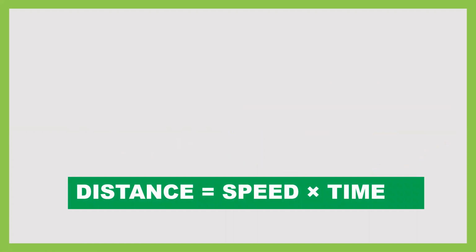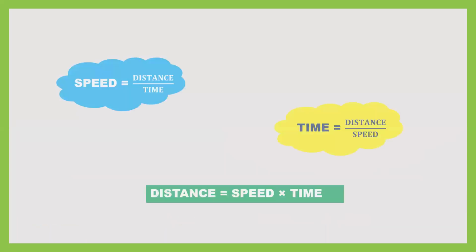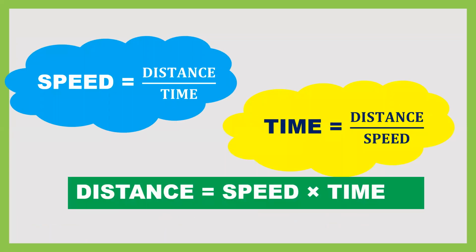If you want to find the distance, you need to multiply speed with time. Suppose you need to find the distance covered in 3 hours at the speed of 35 km per hour. You need to multiply 35 with 3, that is 105 km. So these are the basic concepts you must know to solve questions on speed, time, and distance.